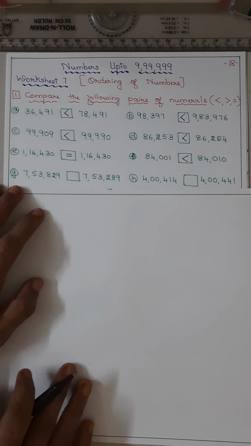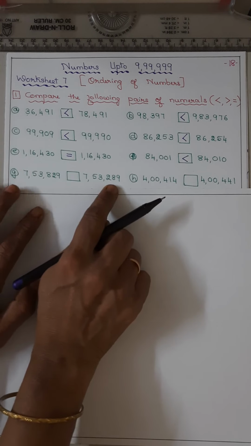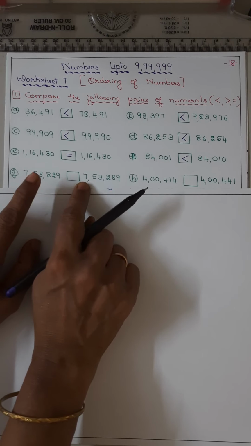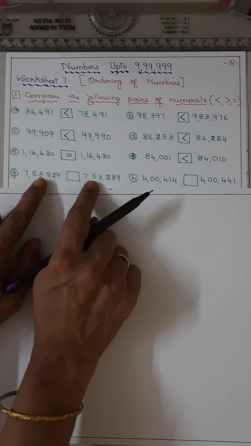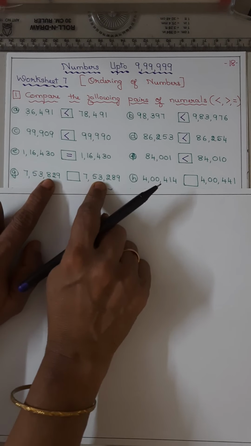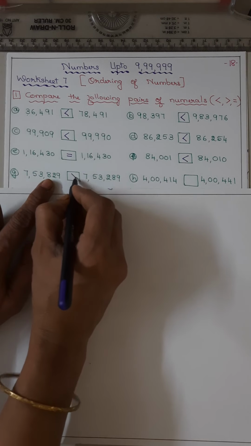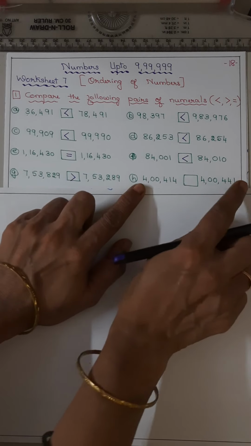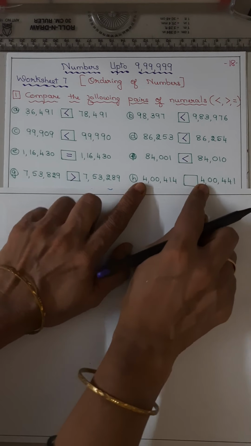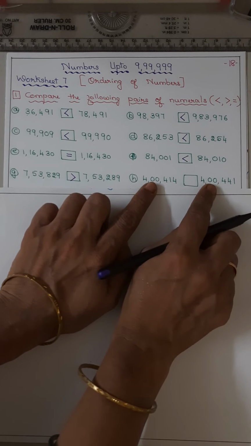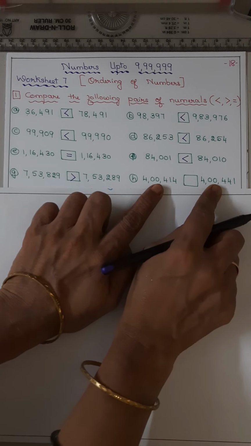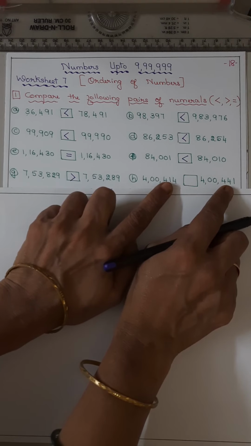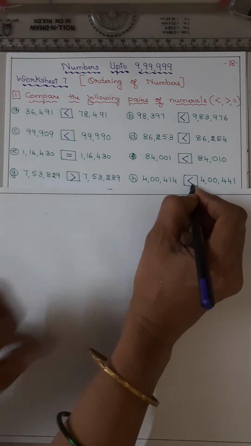Next, it is 6 digit. Compare from left. 7, 7 equal; 5, 5 equal; 3, 3 equal; 8, 2. 8 is greater than 2. Now 6 digit, 4, 4 equal; 0, 0 equal; 0, 0 equal; 4, 4 equal; 1, 4. 1 is lesser than 4.